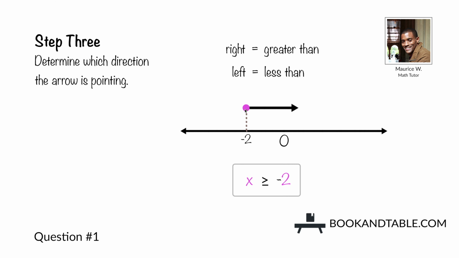If an arrow is pointing to the left, that represents values less than this value at -2, but the arrow is to the right, which represents the values greater than -2. Remember, along the number line, the values get larger. So we go from -2 to -1 to 0 to +1, +2, so on and so forth. So again, the answer to question number 1 is x is greater than or equal to -2.